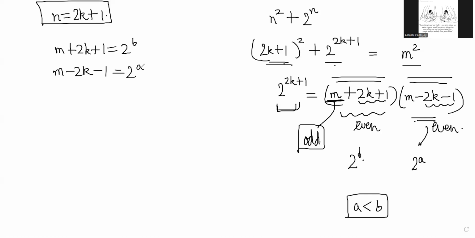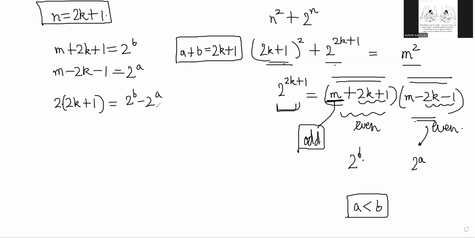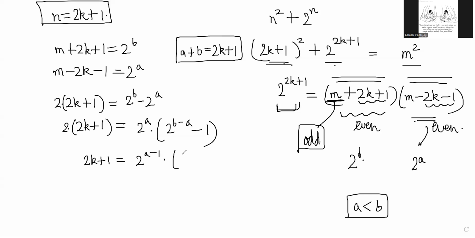And we know that A plus B must be equal to 2k plus 1. So, if we subtract here, we will get twice of 2k plus 1 is equal to 2 power B minus 2 power A, which is basically 2 power A common, 2 power B minus A minus 1 is twice of 2k plus 1. So 2k plus 1 is coming out to be 2 power A minus 1 into 2 power B minus A minus 1, right?